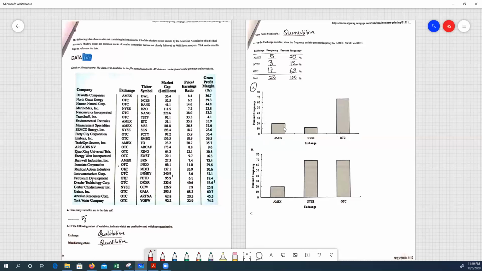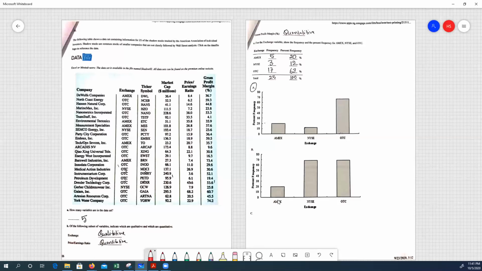Part A. Oh, okay. So this is actually percent of frequency. So for the first one, the percent is 20%. So 20, yeah, that's fine. For this one, the percent is 12. I think this is also okay. For this one, the percent is 68. I think this is also okay. So the first one is correct.